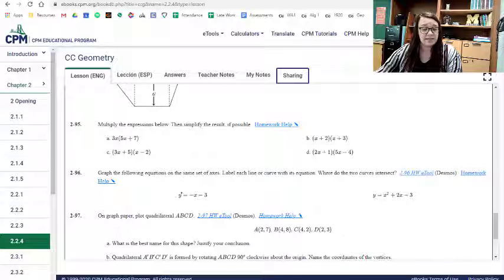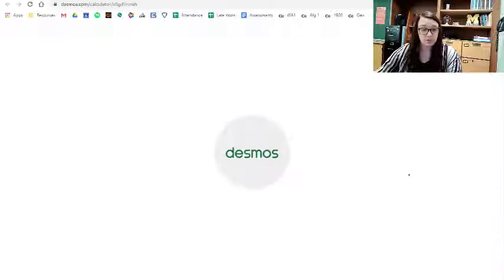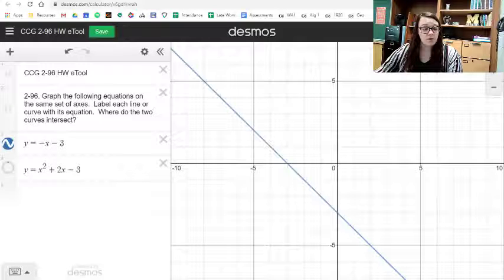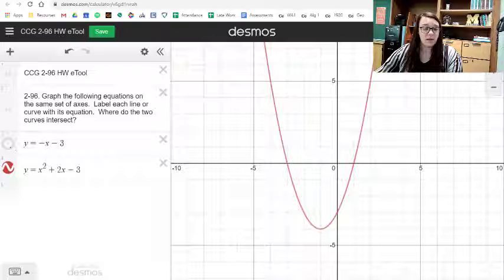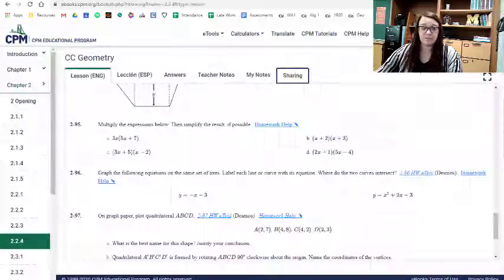Number 96 says graph these on the same set of axes and then notice where they intersect. Now I want you to be cautious on this one. The first one is a line. The next one is a parabola. If you do not remember how to graph these, it's okay. Pause yourself and just use the E tool. On here, you can turn on the graphs like this and turn them off if you wish, and all it's asking is where those lines cross.